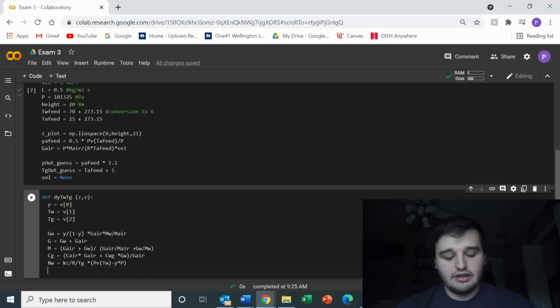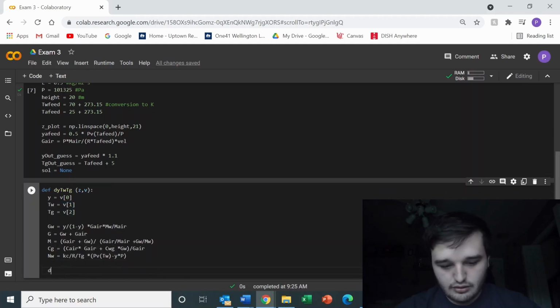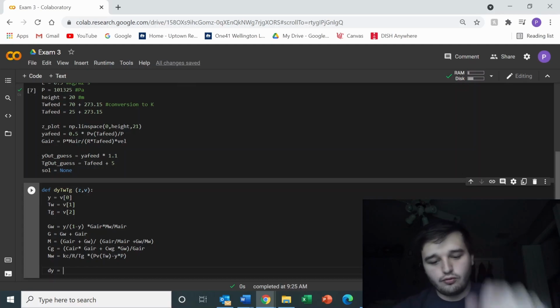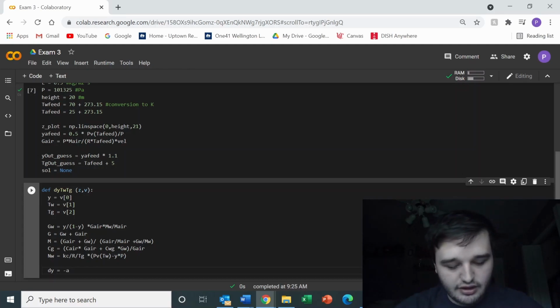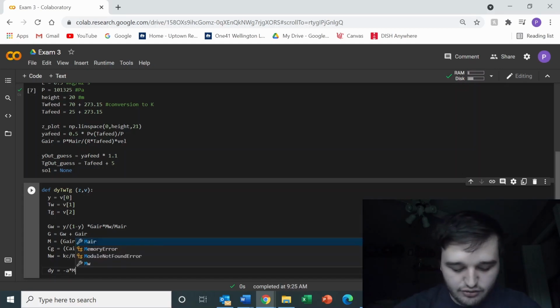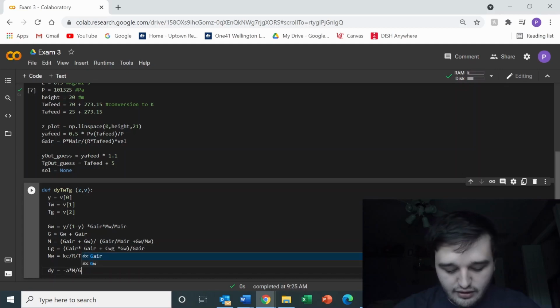So what else we need is the differential equations now. So now we're going to input dy, dtw, and dtg, which are up here at the top defining our functions, and we're essentially putting those in now. So start with dy, which is the change in the mole fraction of the water. And again, we found that already, and that is equal to the negative, and remember it's negative because it's going against the positive z direction, which we defined. So negative specific area times the average molecular weight divided by the total gas flow times the molecular weight of water.